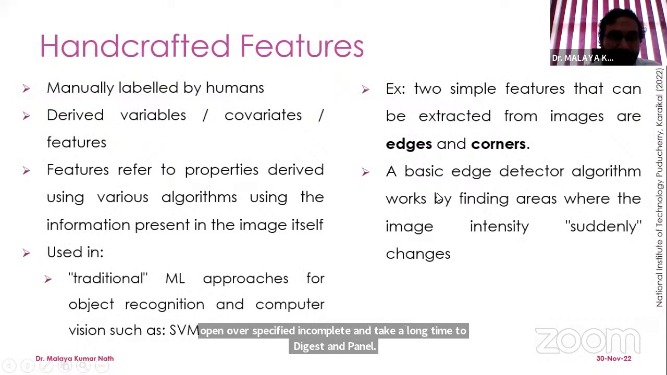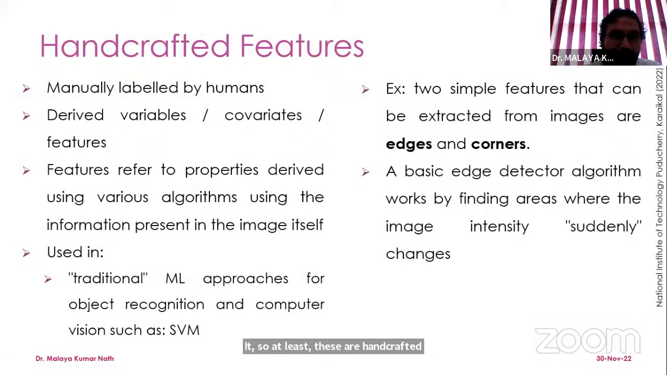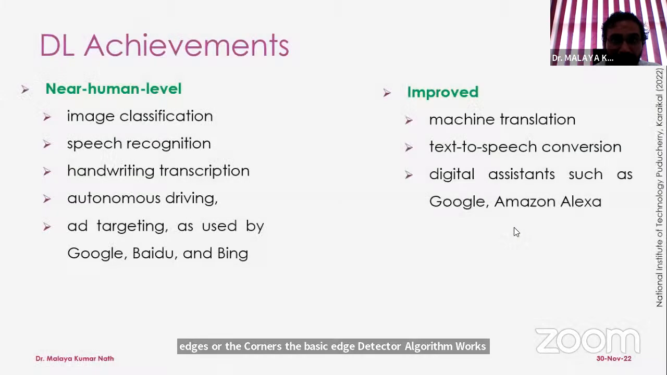So what are handcrafted features? These are manually labeled by humans, derived variables or covariate features. Features refer to the properties derived using various algorithms from the information present in the image itself. They are used in traditional machine learning approaches for object recognition and computer vision, such as SVM. Two simple examples of features that can be extracted from images are edges or corners. A basic edge detector algorithm works by finding the areas where the image intensity suddenly changes.